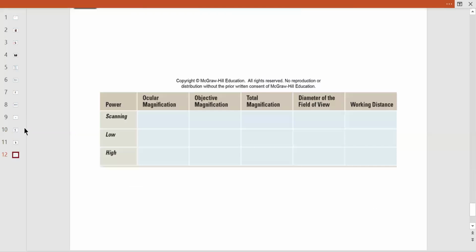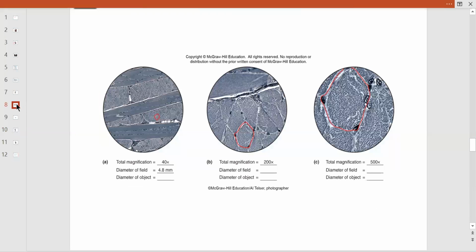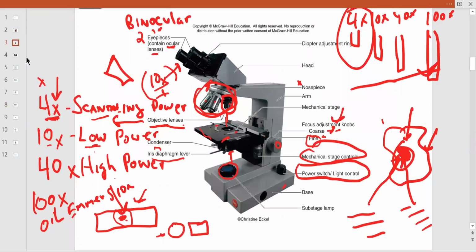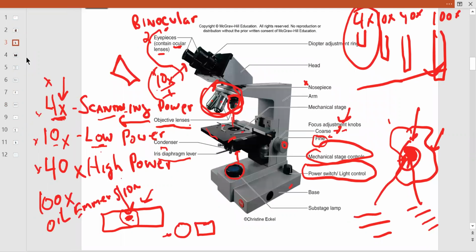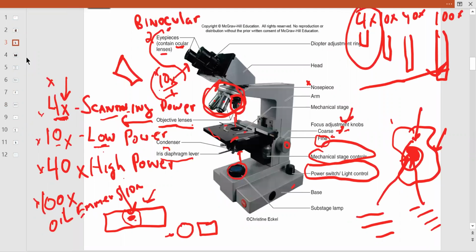Here's the compound light microscope. And you could practice doing these calculations of how much magnification you're looking at at different powers. And don't forget, one thing students forget, don't forget the ocular lenses. Both ocular lenses have their own magnification, which is 10x usually. That's these. They're usually 10x. So you have to multiply them by these powers: scanning power, low power, high power, and oil immersion. You'd have to multiply 10 times 4, 10, 40, 100, and so forth and so on, depending on what the objective lenses are.